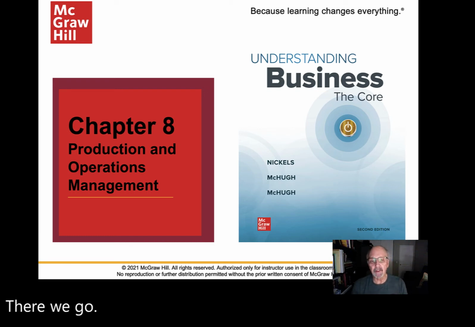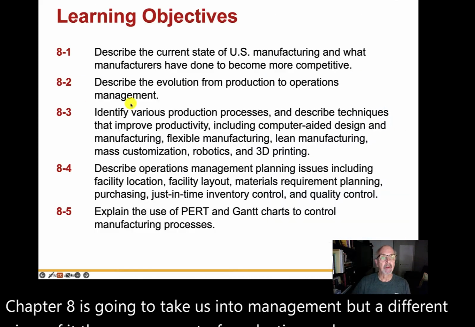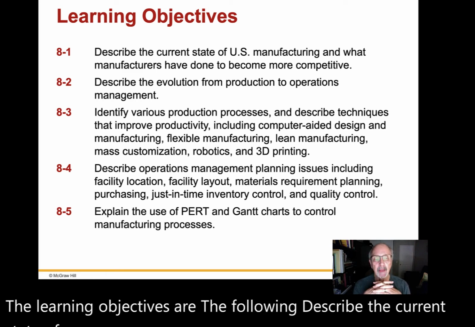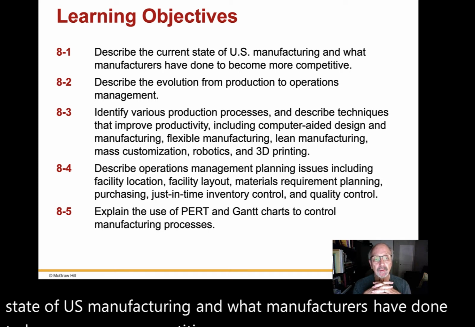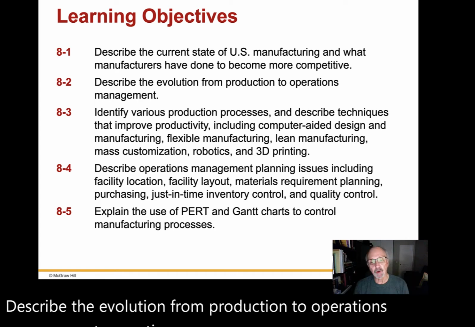Chapter 8 is going to take us into management, but a different piece of it, the management of production and factories. Our learning objectives are the following. Describe the current state of U.S. manufacturing and what manufacturers have done to become more competitive. Describe the evolution from production to operations management. Operations management is a much larger function.